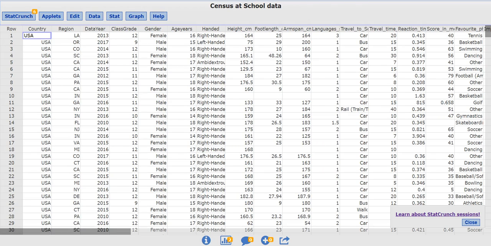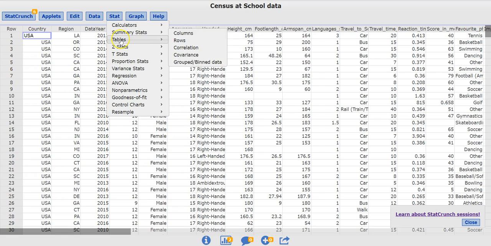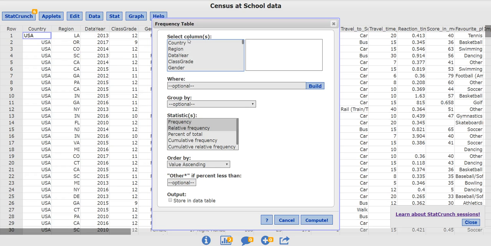In this video, we'll look at how to make tables with our census at school data on Statcrunch. To make tables, you go to Stat and go to Tables. The two tables we're going to look at are frequency tables and contingency tables. So let's look at a frequency table first. Let's make a frequency table of superpower.